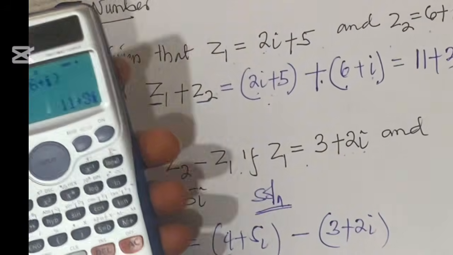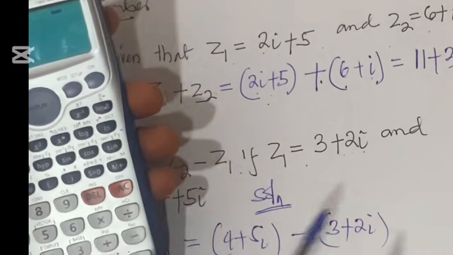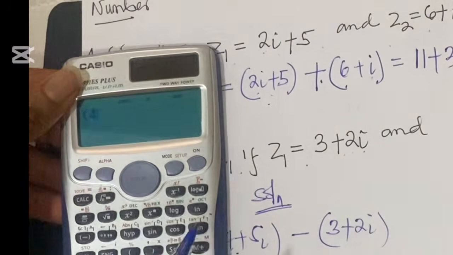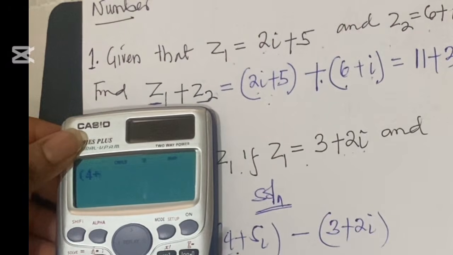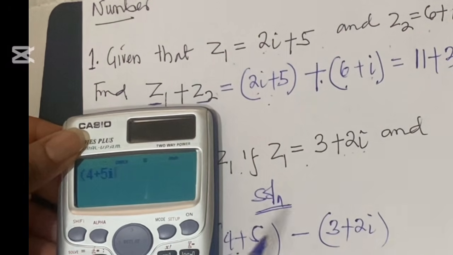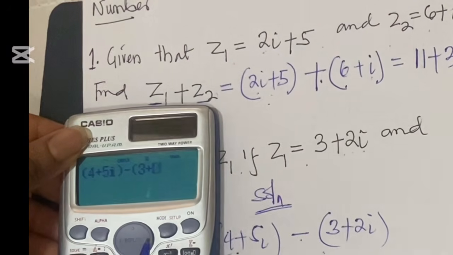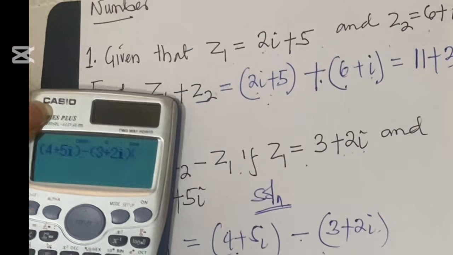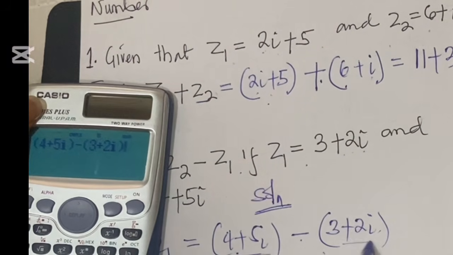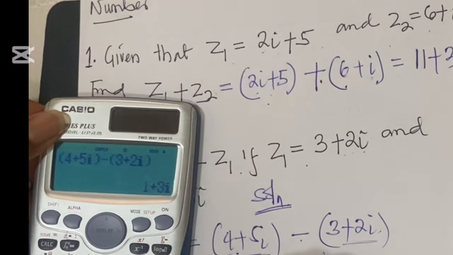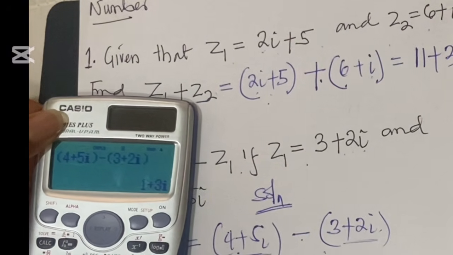So class, let's type this in our calculator. We have bracket open, 4 plus 5i, close your bracket, minus, open your bracket again, 3 plus 2i, close your bracket. This bracket open and close is separating this complex number from the other complex number. You press equal to here. Our answer is 1 plus 3i. Please take note.